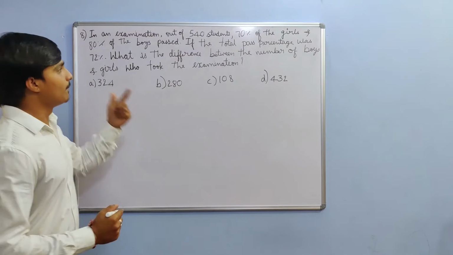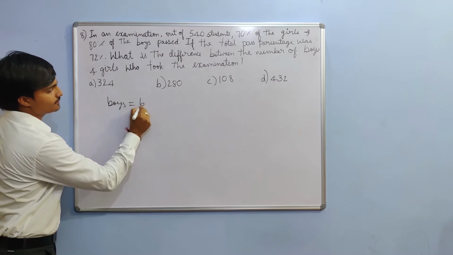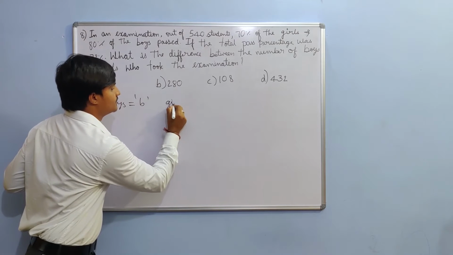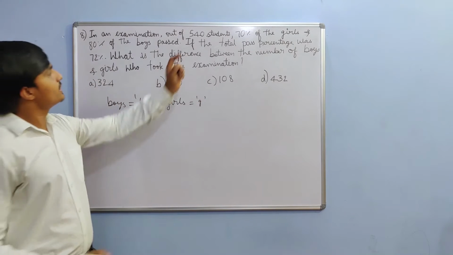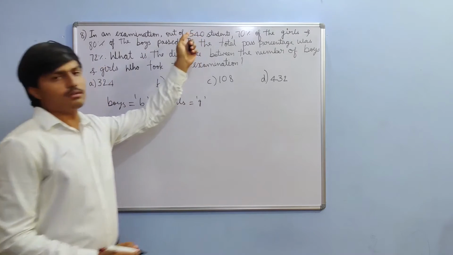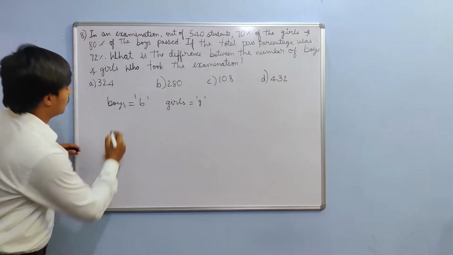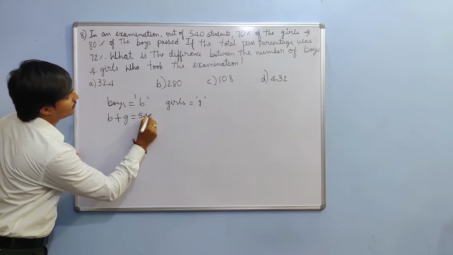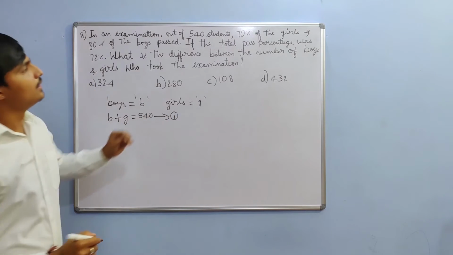Let's assume the number of boys be B and the number of girls be G. And in the question they have given there are a total number of 540 students. So boys plus girls equal to 540, and call it equation 1.